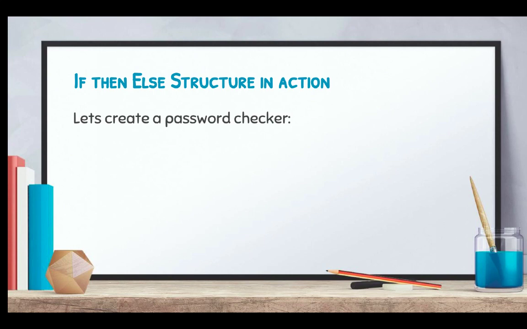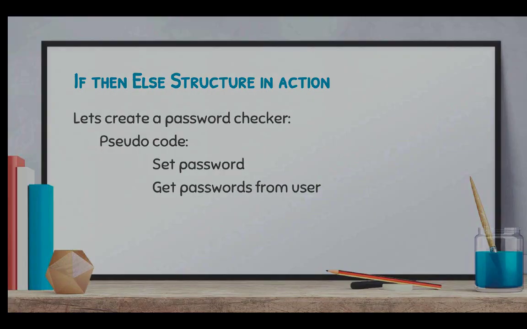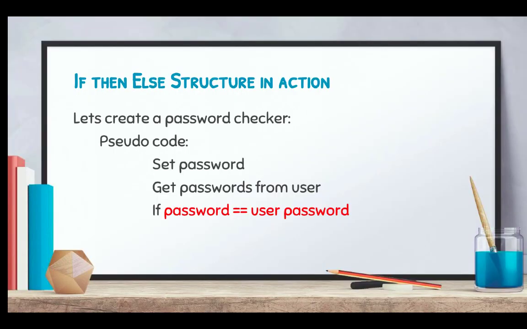Let's create a password checker. This program is just going to check a password to see if it's correct or not. To do this, we're going to have a look at the pseudocode first. We need to set the password, so we could set that to something like Marsden. Then we need to get the password from the user. From this, we can use the if-then-else statement.